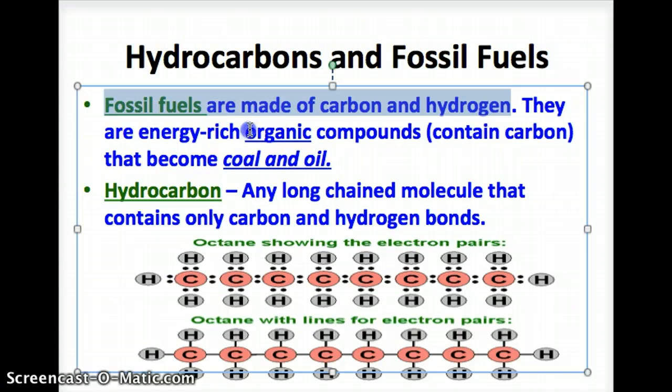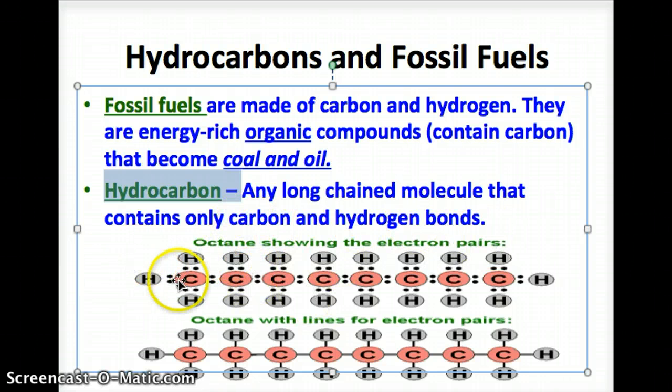And they're called organic. Organic is any compound, anything that has carbon in it is considered organic. If it doesn't have carbon, then it's called inorganic. And examples of fossil fuels are coal and oil, which we typically burn to give off a lot of heat. So again, hydrocarbons are any long chain molecule that contains only carbon and hydrogen.